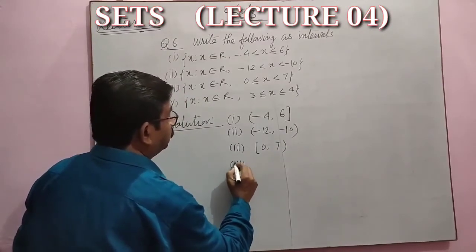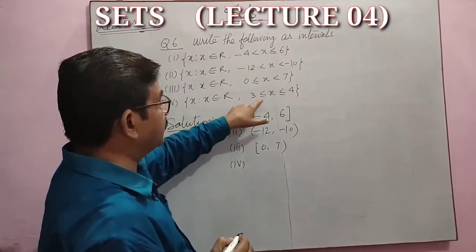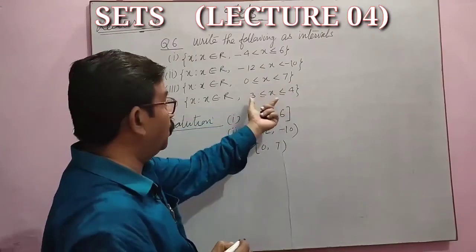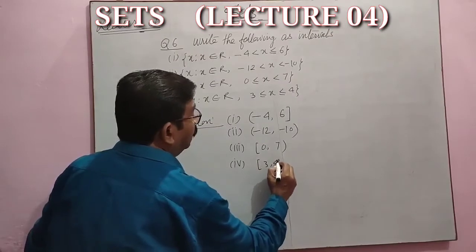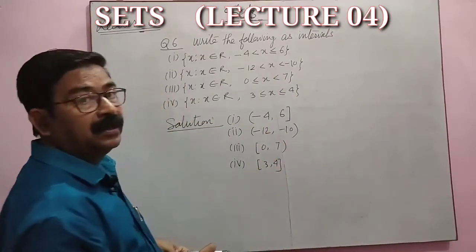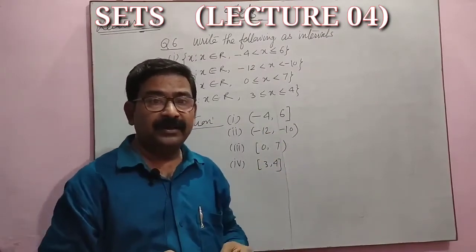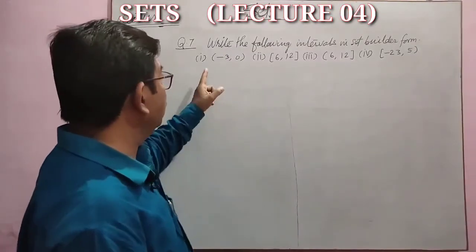Fourth part: 3 is less than or equal to x is less than or equal to 4, both are closed, so it is in square brackets, 3 comma 4. So this is how we write the interval of the sets. Got it? Now question number 7.